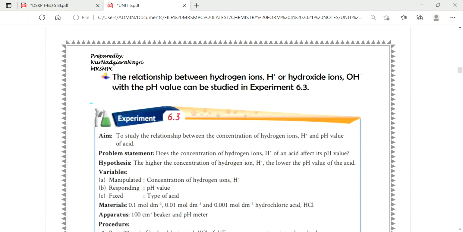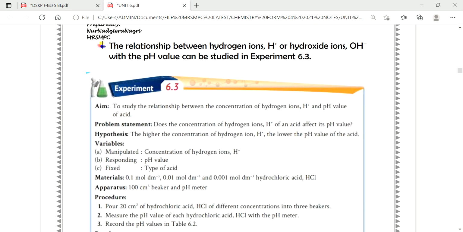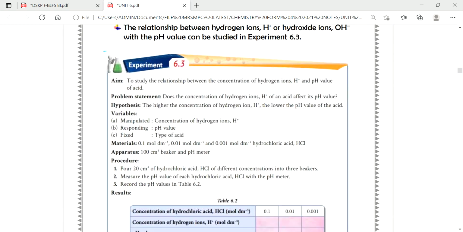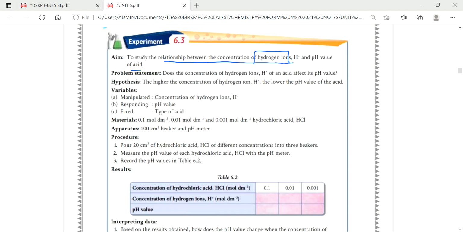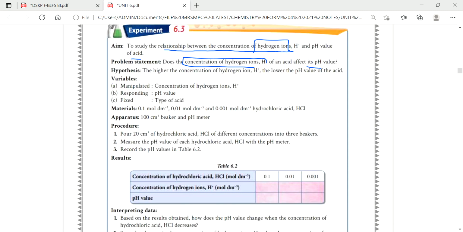Okay, so the relationship between hydrogen ions or hydroxide ions can be studied. So kita nak study ni. Alright, so nak study tentang relationship between concentrations of hydrogen ions and pH value of acid. So H plus mestilah acid. Okay, does the concentrations of hydrogen ions affect the pH value? So hypothesis ni adalah sesuatu yang kita kena capai. Okay, so hypothesis kata the higher the concentrations of hydrogen ions, the lower the pH value of acid.